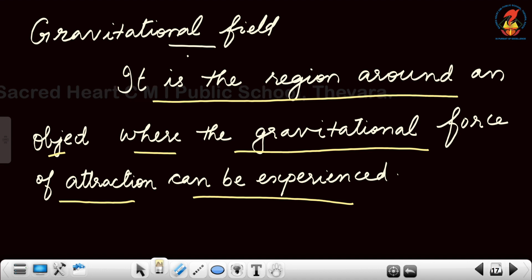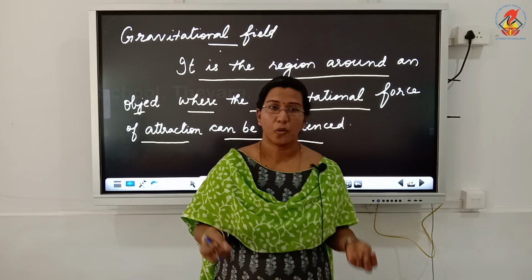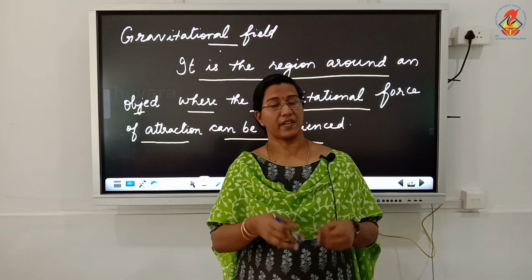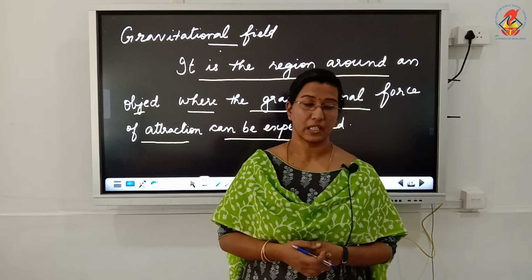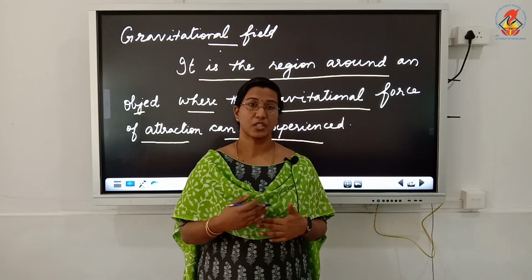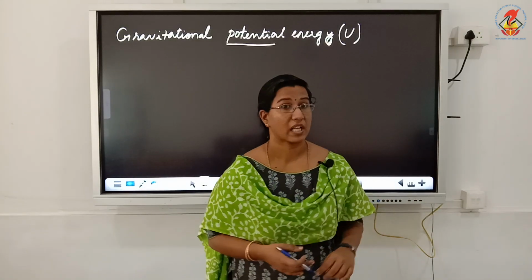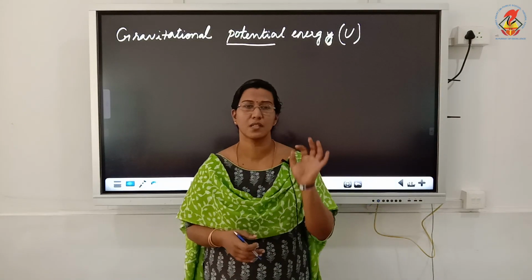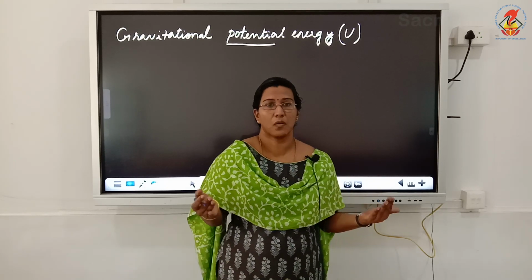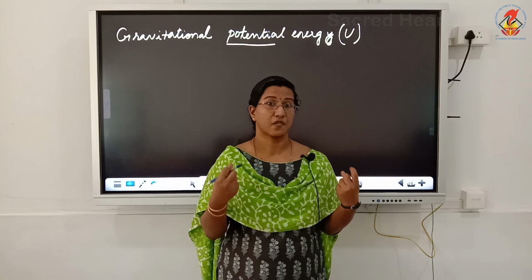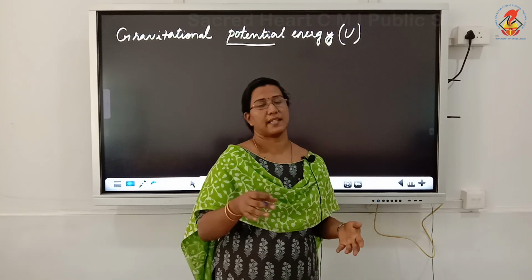Now Earth also has a gravitational field, and any object placed within this gravitational field of Earth will be attracted towards the center of the Earth. So now we are going to derive an expression for gravitational potential energy. So what is gravitational potential energy? We understood what is gravitational field. It is a region around the object where the gravitational force can be experienced by another object placed there.